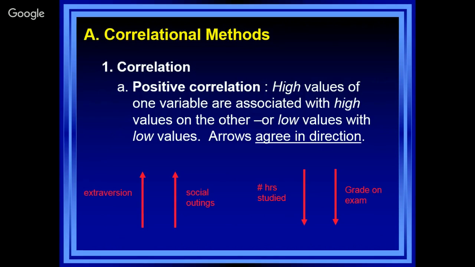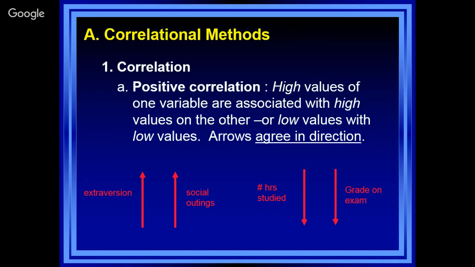But by the way, I could flip those both upside down, and I would have to flip them both, because as extroversion goes down, the number of social outings also decreases. These arrows will always agree in direction because they're positively correlated variables. Meaning when one goes up, the other goes up; one goes down, the other goes down. They just always agree.